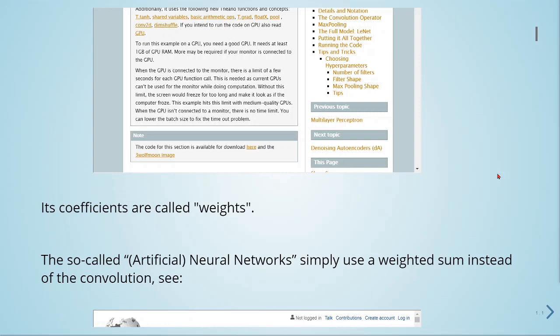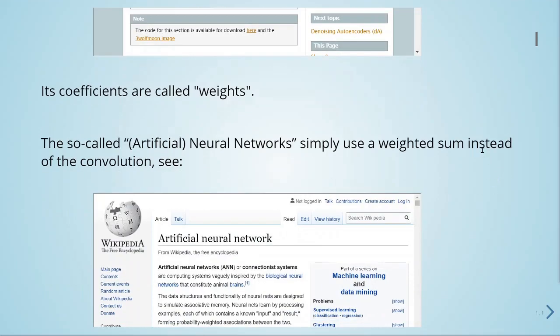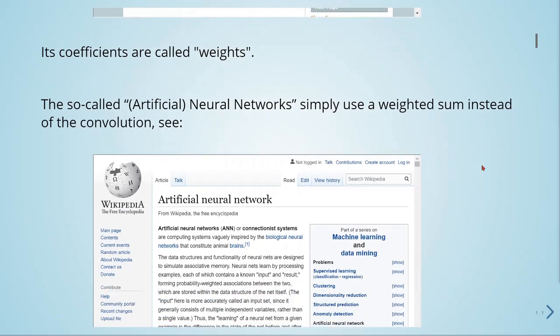The coefficients of these filter banks, when we're talking about neural networks, are called weights. So-called neural networks simply use a weighted sum instead of convolution. These are, for example, fully connected layers or dense layers. Instead of using convolution, they are the simple neural networks. There are many different architectures, and we are going to focus just on fully connected layers and convolutional layers.